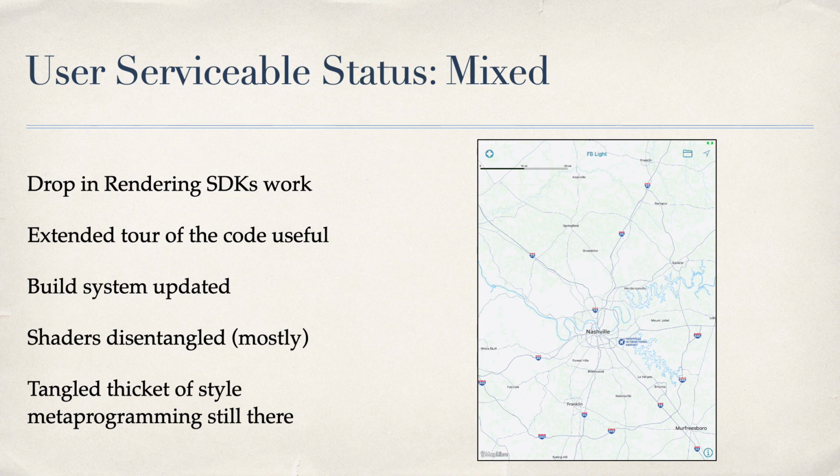So we can now drop in new rendering SDKs. So that's pretty good. Touring the code was pretty good, seeing different parts of it, fixing different parts of it, updating the build system. That was largely the maintainer doing a lot of that, but we contributed as well. And the shaders are disentangled, which is helpful. I'll explain more about that in a minute. The tangled thicket of metaprogramming is still there, particularly around the style. So we managed to push it back from the rendering, which certainly helps us implement and debug things, but we were not really able to get it out of the style sheet implementation without rewriting that, and that wasn't something we wanted to do. So mixed, but positive.